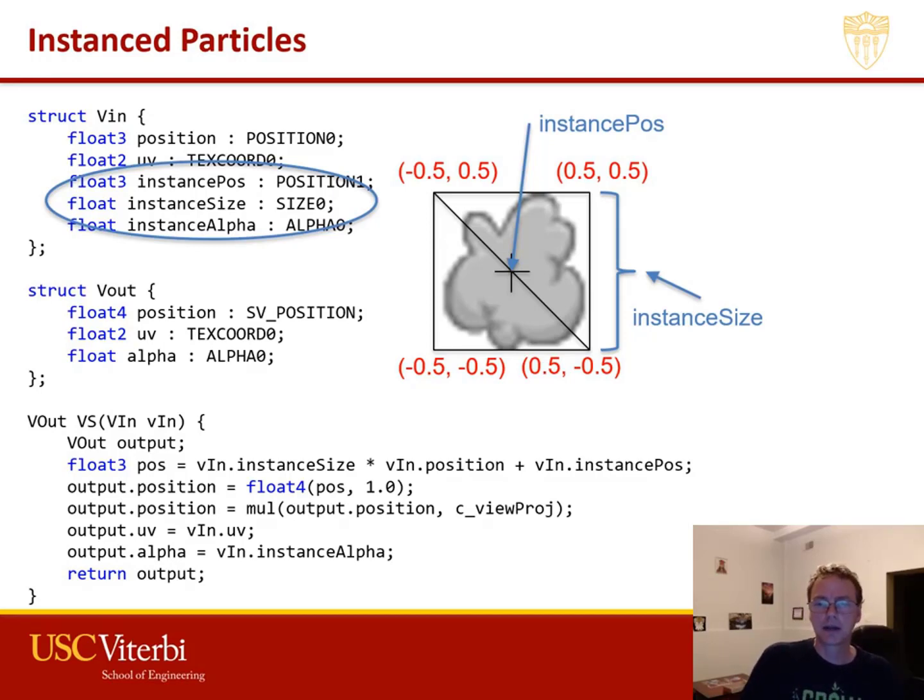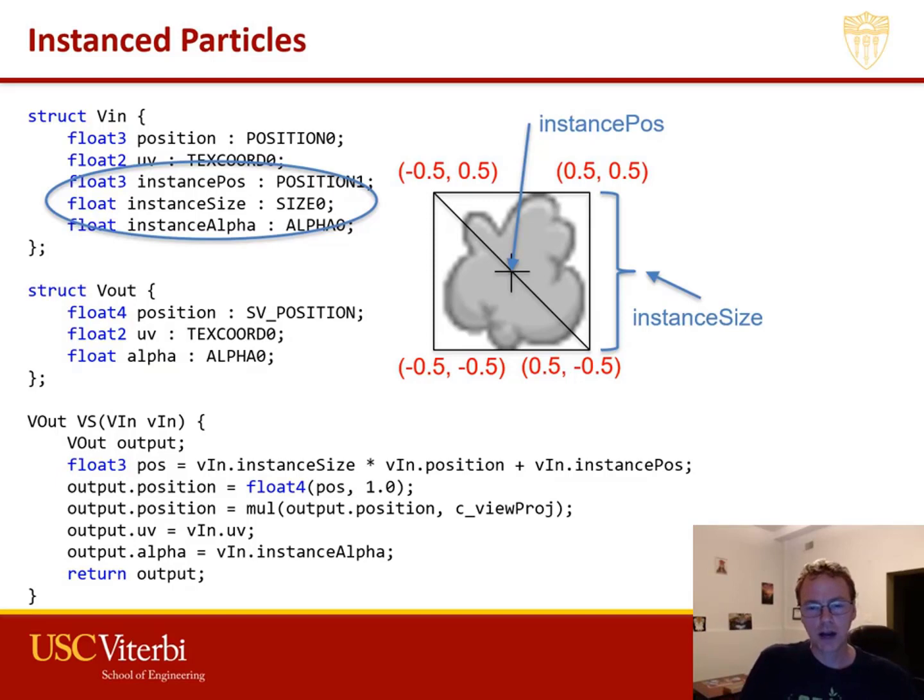What's going to happen is I'm going to get the world position. This is the world position of the center of my instance. I will also get the size. This is how big it is. And also I've got an alpha thrown on there. Alpha is how much it fades in and out, how opaque I want this thing to be.